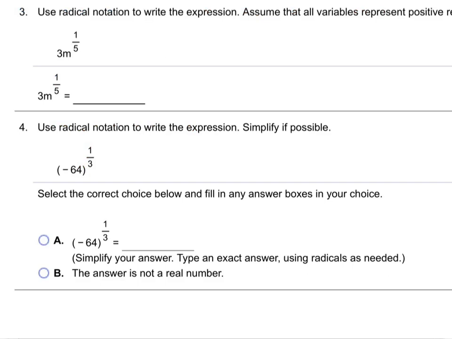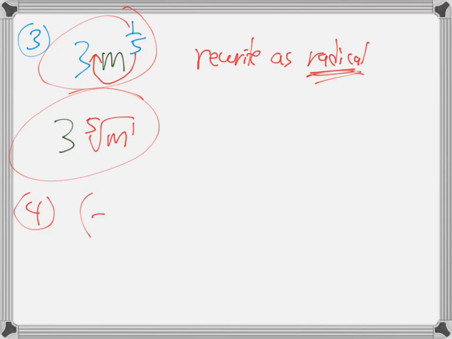Number 4, negative 64 to the 1/3. Now, on number 4, are there any letters? No. So what should we do? Just use your calculator. When there's no letters, just hit the buttons on your calculator. Just crank it. Now, there's parentheses on that minus 64, so you're going to need to put parentheses on that minus 64. The answer should be negative 4. See if you can get it on your calculator.